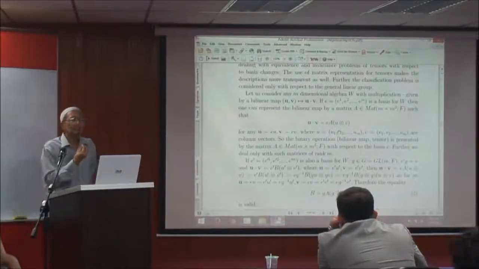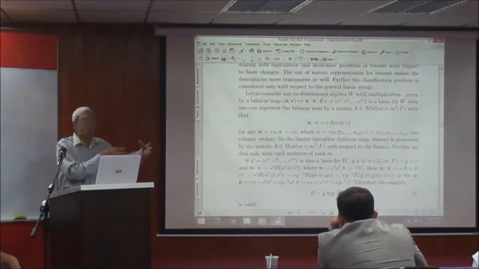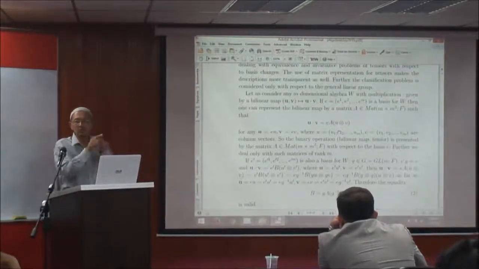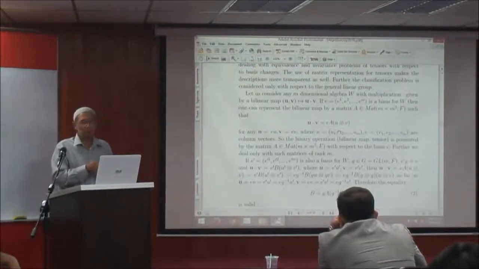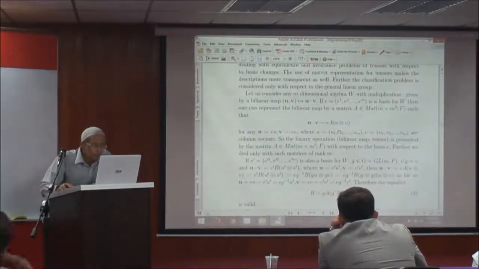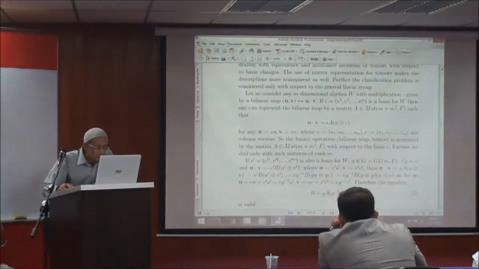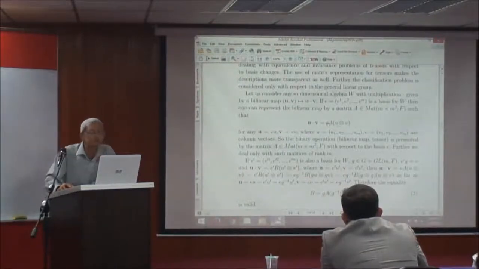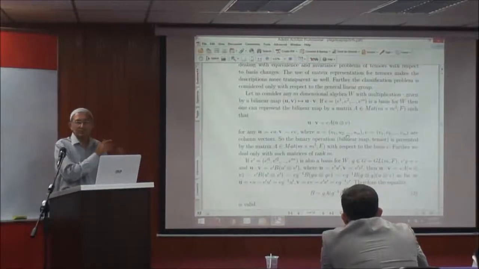But here our aim is the following. Usually it is written as n cubed numbers. Here we want to put this in some matrix form. It is important, because otherwise, working with these n cubed numbers is quite difficult. So we will consider an n-dimensional basis, and after that the product can be represented in this form, with the tensor product of two vectors. Here you will get a matrix of size n by n squared. So in other words, the set of structure constants we are representing as a matrix.